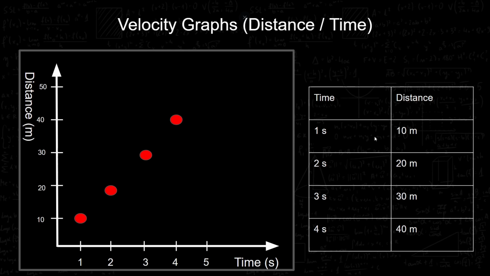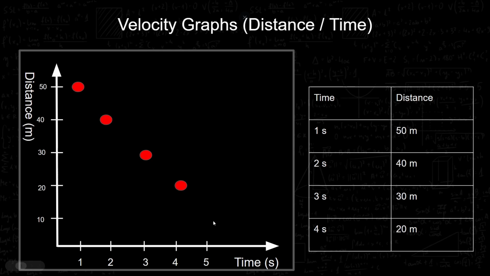And what we have here is an object changing by, it looks like, 10 meters per second every second. And you can see the dots going up in a straight line here in a steady velocity. And this would be an object that, since it's moving in the positive direction, would have a positive velocity.